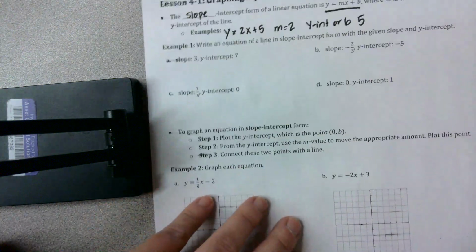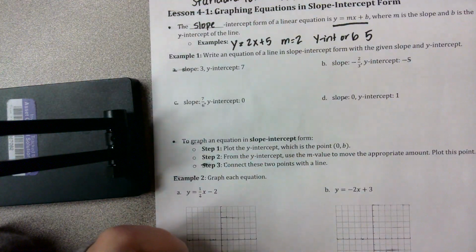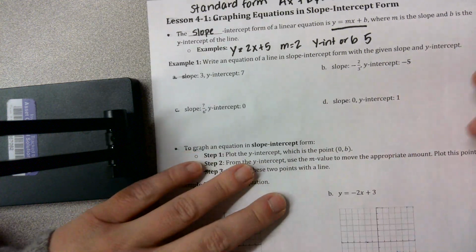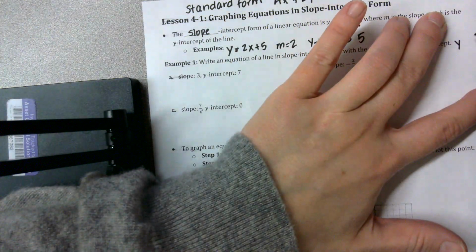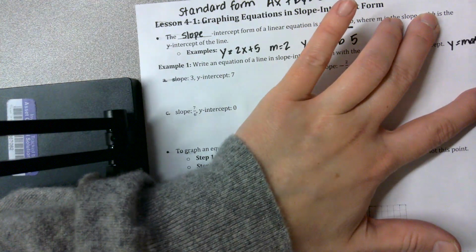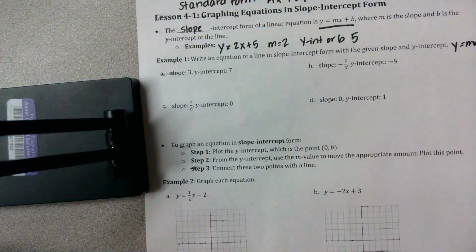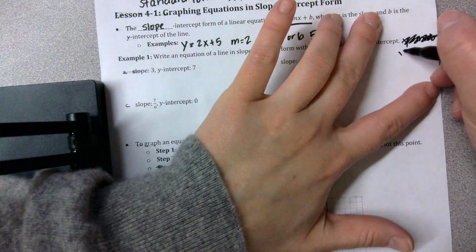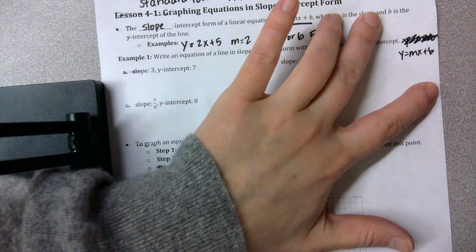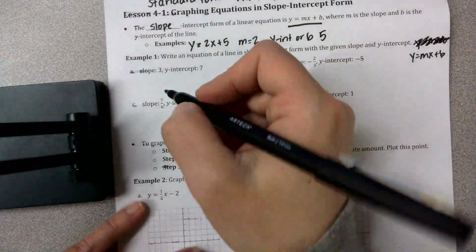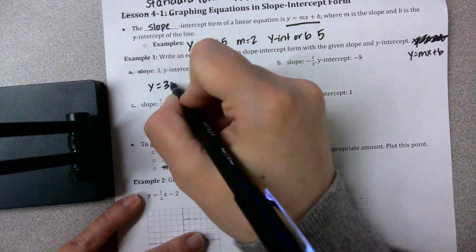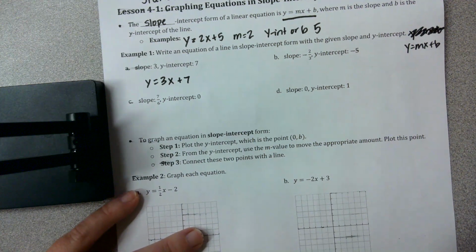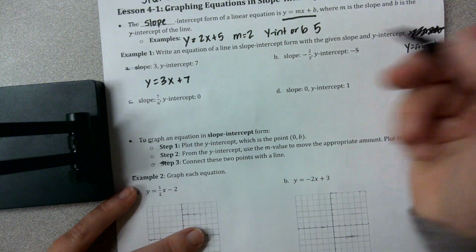Okay, so here it says write an equation in slope-intercept form with a given slope and y-intercept. So we know our equation has to look like this, and then you replace your m and your b. So my m is 3, my y-intercept is 7. That's it, that's all you do. It's going to get a little more complicated, but that's pretty much the idea.